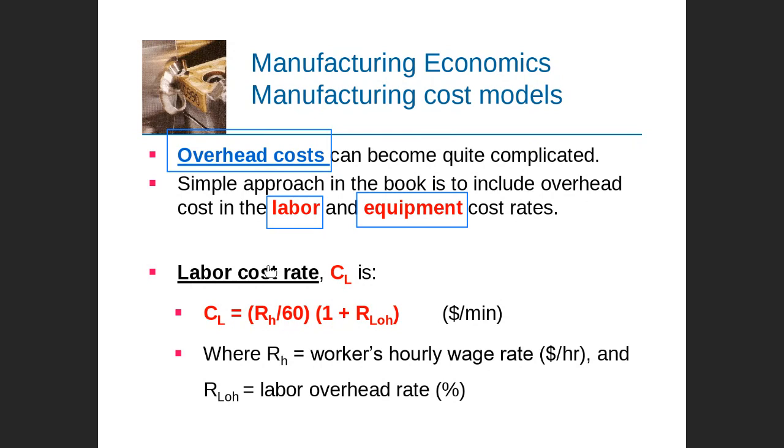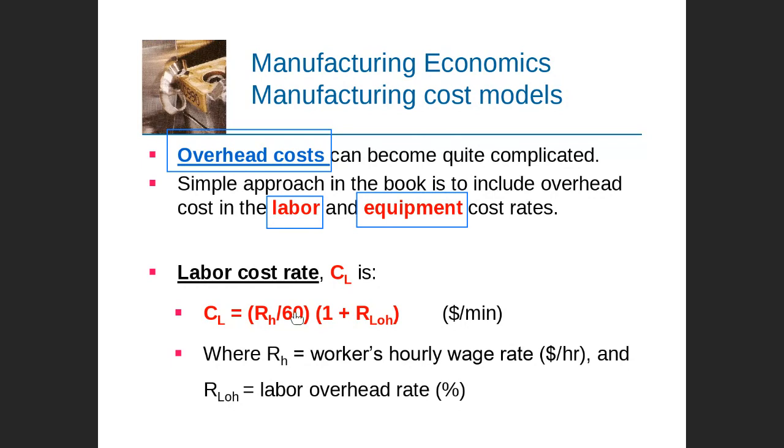In labor, what is the labor? Labor is the salary of the technician. So this is only the salary of the technician: RH divided by 60 is the salary of the technician working on the machine. What about other people who are not working with the machine? We're going to add it as a percentage of this. So RH multiplied by, for example, 1.5. 1.5 means you added 50%. So it is multiplied by 1 plus RLH. RLH here is the overhead rate.